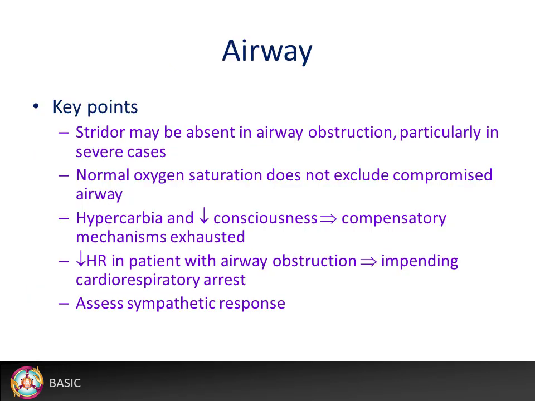Hopefully, you chose airway, breathing, and circulation because it's problems in these areas that have the potential to kill patients very rapidly. But what are the key points to bear in mind when assessing the airway, breathing, and circulation? For the airway, the key points are stridor may be absent in airway obstruction, particularly in severe cases. A normal oxygen saturation does not exclude a compromised airway.